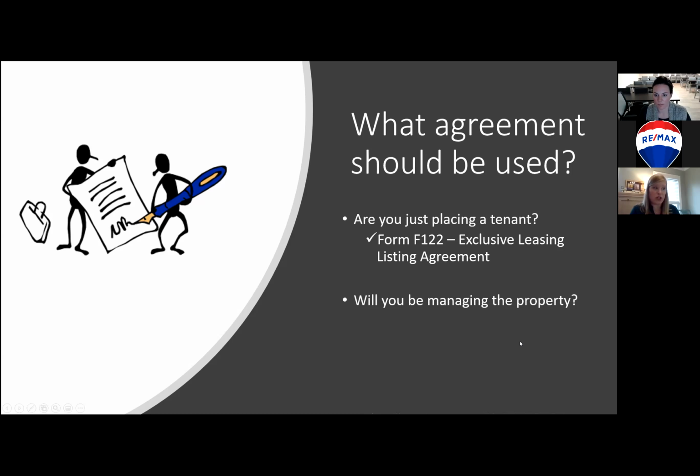That management agreement, if you're going to be managing the property, is the form F-128, the Exclusive Leasing and Management Agreement. The language is different in both forms. The listing agreement basically just allows you to list the property, put a lockbox on the property, advertise, show the home, and screen the applicants. Managing gets a little more involved, where you're collecting the rent, holding the security deposit, performing maintenance, coordinating maintenance, etc.